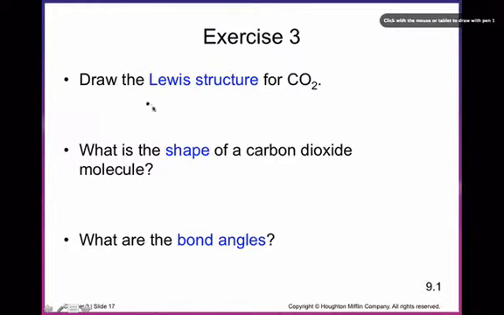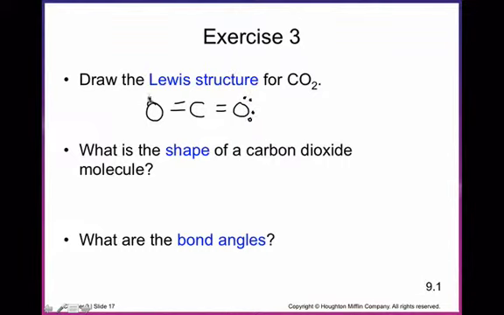So if we looked at CO2, if we were to draw it, it would look like this. We'd have our oxygens here. And then it says, what is the shape? And we know it's linear. And the bond angle is 180 degrees. So we're looking at the carbon dioxide molecule as a whole.